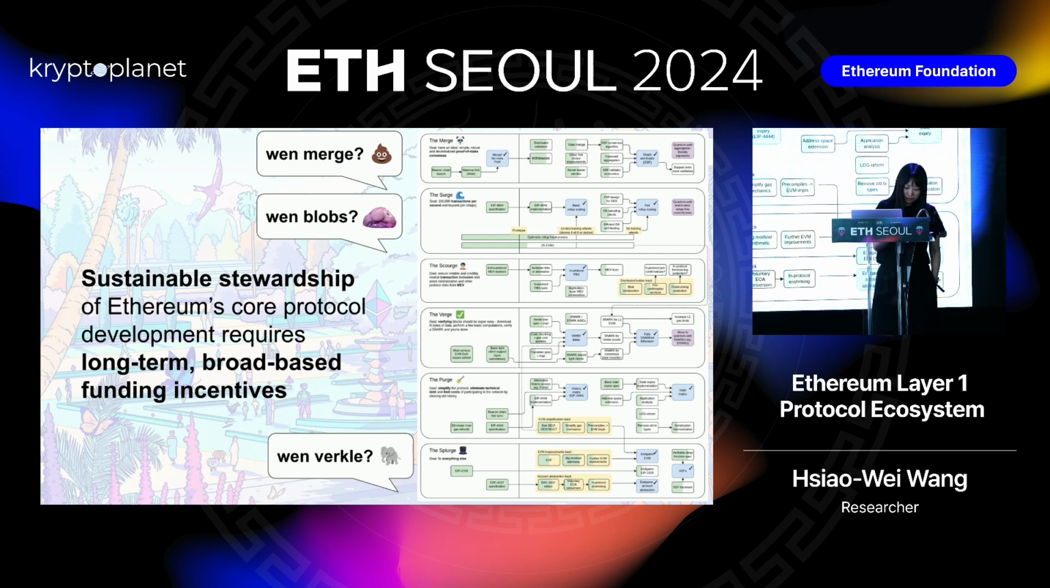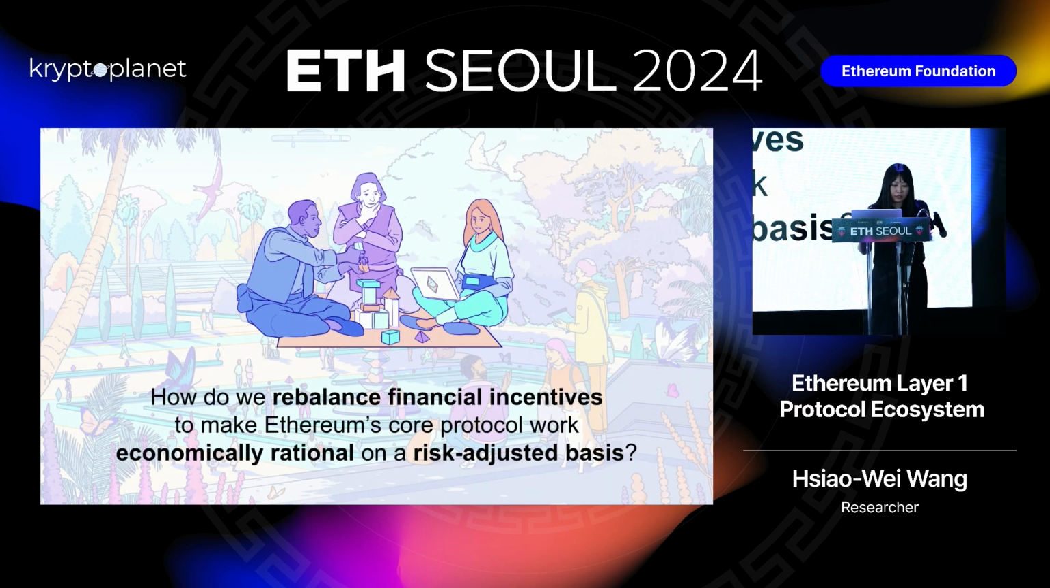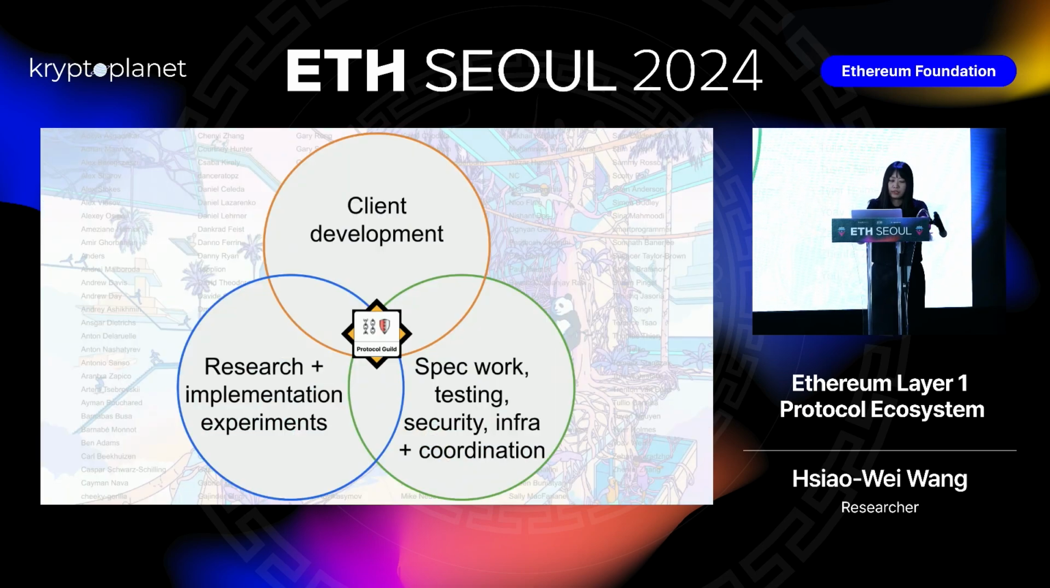So the Ethereum roadmap is getting stable year by year. But we still have many things to do in at least the next 5 years. And after many years, the scope of core protocol contributions has grown a lot. Now we ask ourselves, and also ask the community, how do we rebalance the financial incentives to make Ethereum protocol work economically rational on a risk-adjusted basis? There are many areas to work on and collaborate together: core development, client development, the research side, and also testing and security.